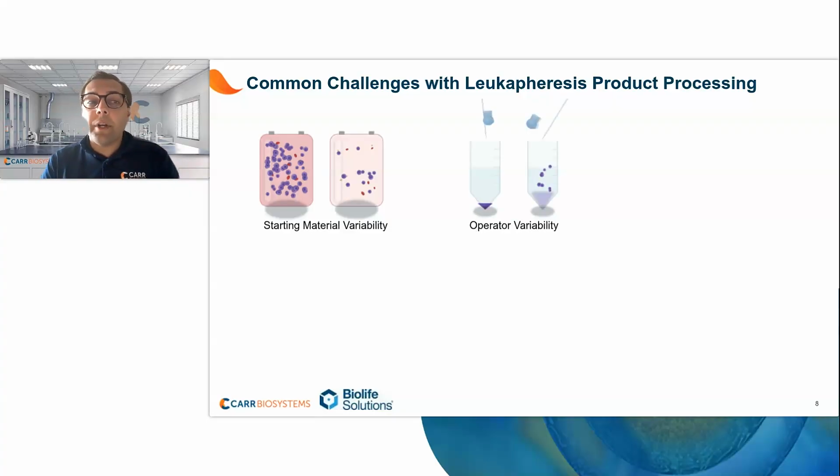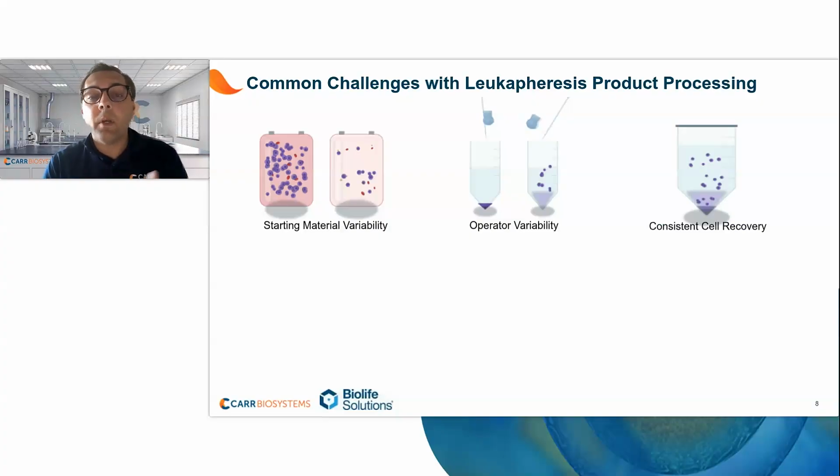We also have operator variability. Each operator, when collecting the leukapheresis or doing that cell therapy workflow, tends to have that potential of manipulating that leukapheresis differently, which in turn can impact overall process performance of cells further downstream from that initial leukapheresis collection and washing. We also have consistent cell recovery issues. Because we have those variabilities associated with starting material and operators, that variability in result can lead to filling challenges, formulating challenges, and further expansion challenges if these poor cell recoveries are repeatedly occurring throughout the process.